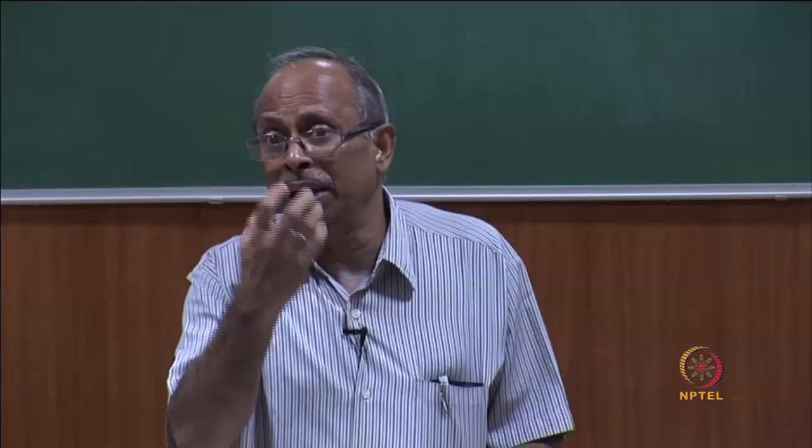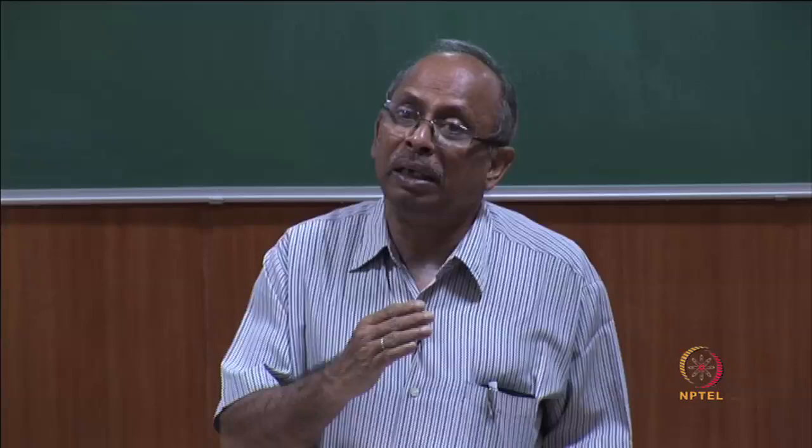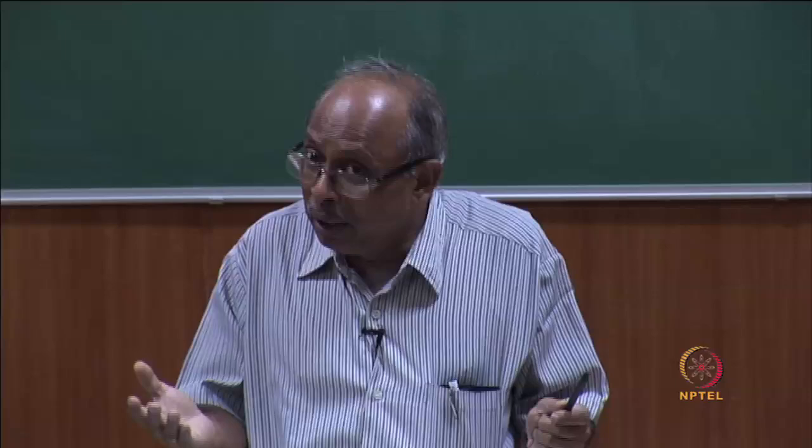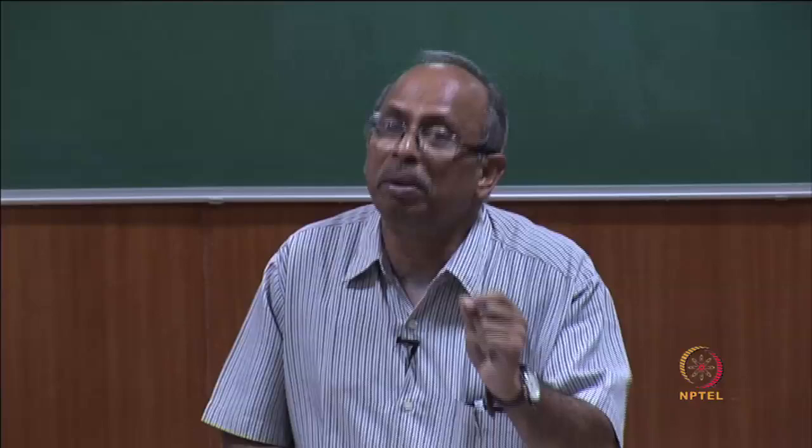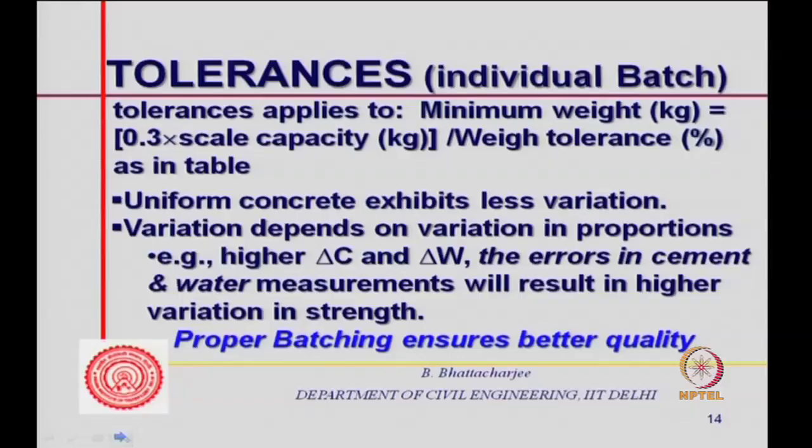37 minus 5 is 32 and plus 5 is 42. So, if I am producing concrete from 32 to 42, the quality is relatively poorer, because quality is judged by that variation that you have. Whatever you said, you should be giving. Well, this has got a lot of implications, which we may look at sometime later on.